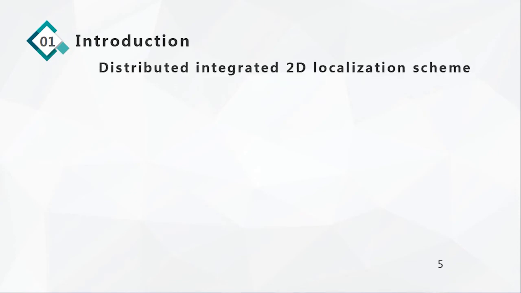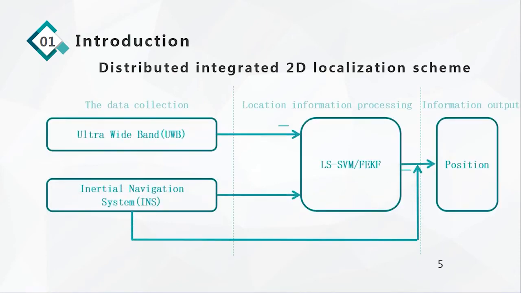The distributed integrated 2D localization scheme is as follows. We use inertial navigation system and UWB technology in indoor positioning. The sensor data is collected into the data fusion center, and the position information is output after processing.